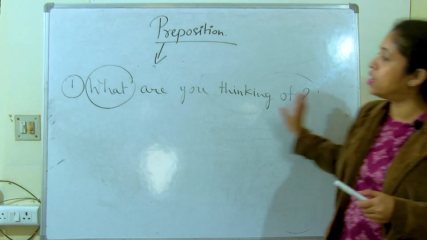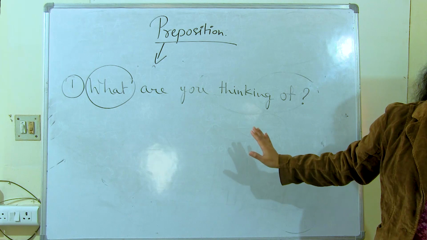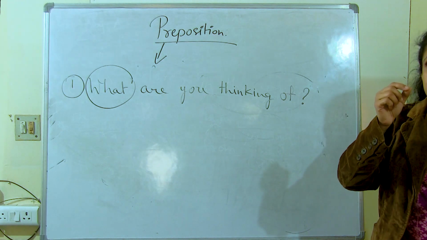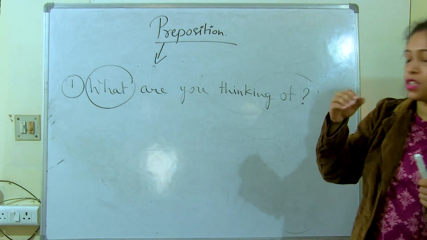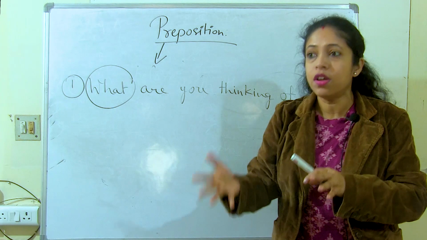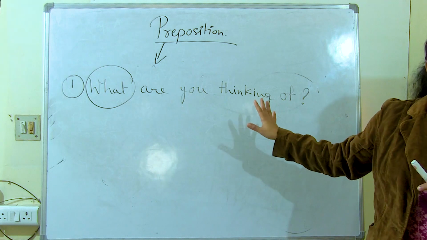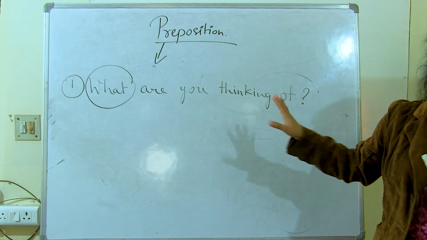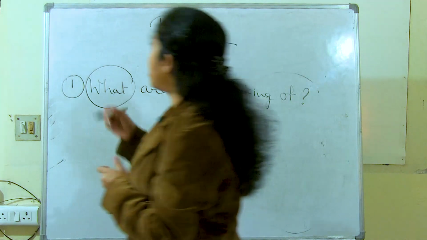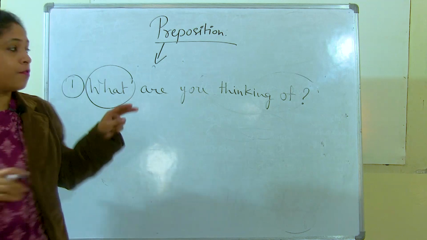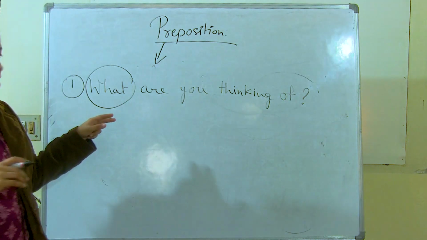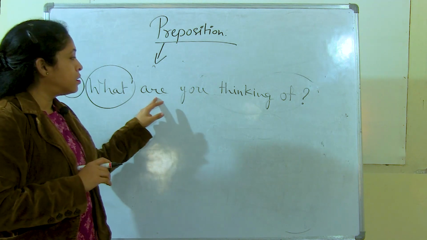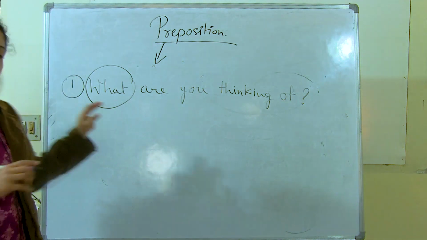Do you know the difference between subject and object? If you don't know these simple things, then I'm going to explain. What is subject? What is object? Subject means the first part of the sentence is called the subject, and the part which starts from a verb is called the object.